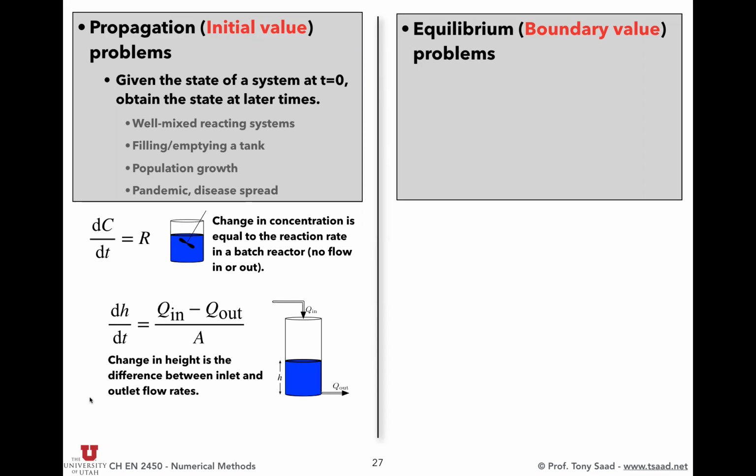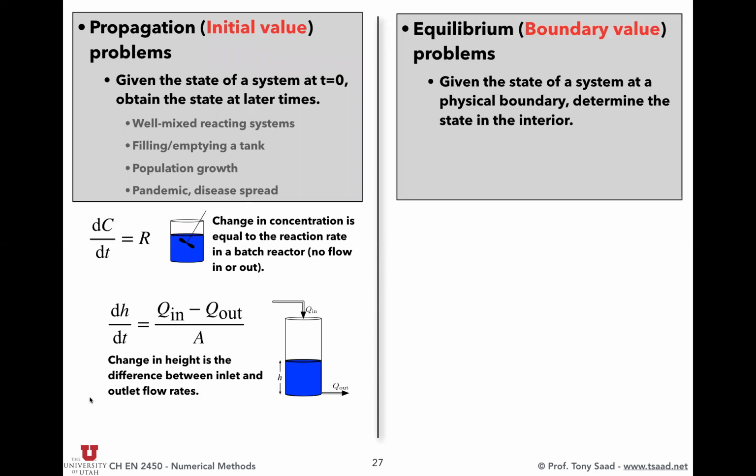In other words, anytime you see a derivative with respect to time, that's an indication that this is an initial value problem, because time goes in one direction only. Okay, you cannot go back in time, right? So that's an initial value problem. And you will need an initial value, an initial condition, for that problem. Okay, as opposed to equilibrium or boundary value problems, where you are given the state of the system at physical boundaries.